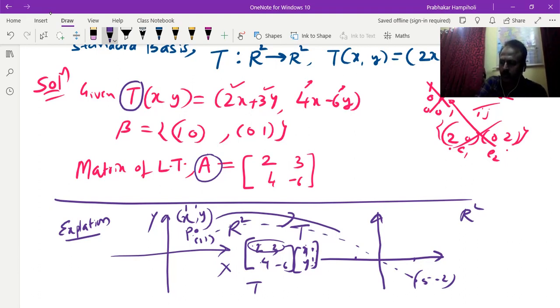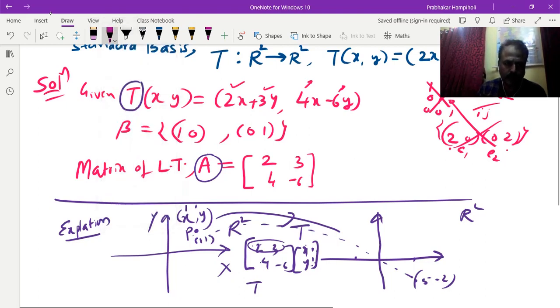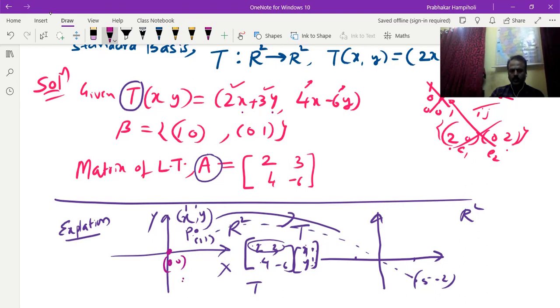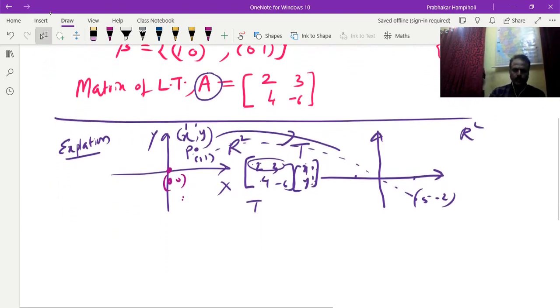So now let us go to the next point. But before that, one important observation, never forget it. If I put 0 here, this point 0 under this transformation, if you put (0, 0) here, it becomes (0, 0). So a linear transformation carries 0 of R square to 0 of R square. That is, from domain to codomain, 0 is transformed. Let us note and proceed ahead.